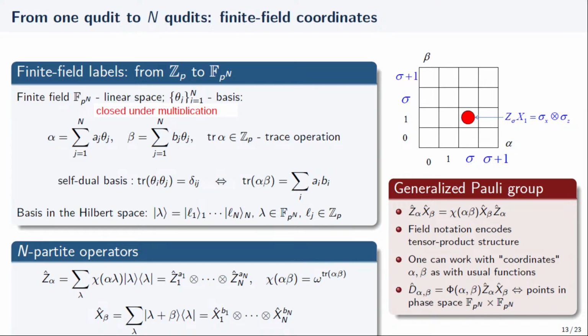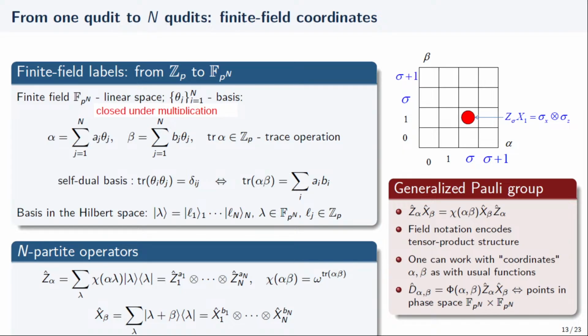The same for X-shift operators. We can do exactly the same. We can add, but more or less, what we can do is multiply. We can multiply alpha by beta because the space is closed under multiplication. So we can construct real functions here. This allows us to work with our n-partite system as if it were a single system.